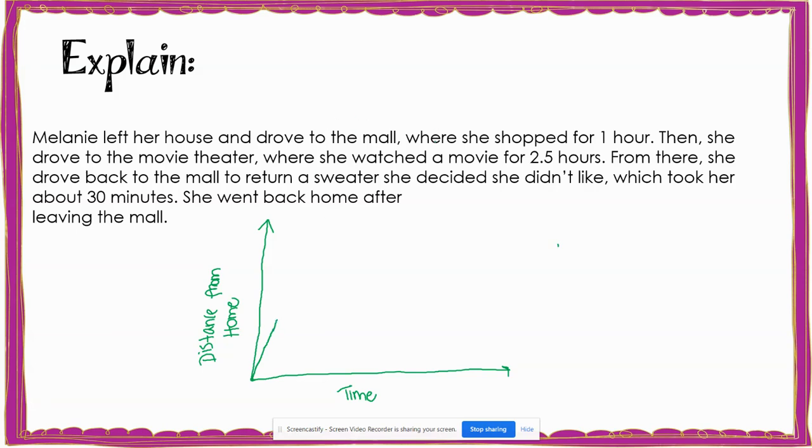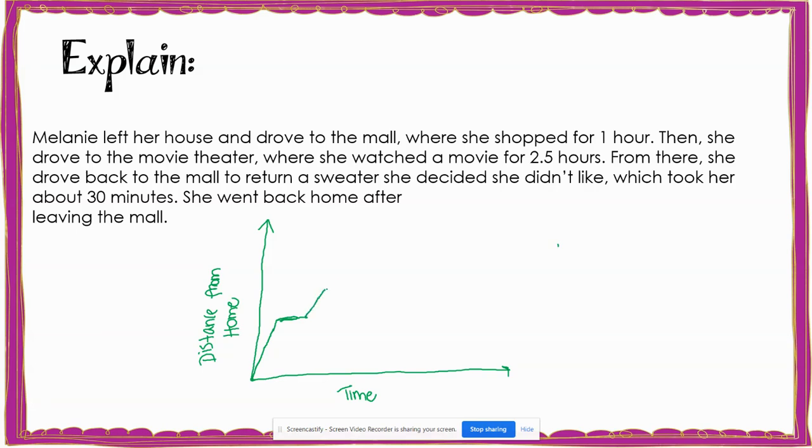Now, once she gets to the mall, she shops for 1 hour. So at this point, she is going to remain at the mall. So she is the same distance from home, which means that we are going to draw a straight line to show that she shops for 1 hour. So the distance doesn't change, but time does go on. From the mall, she drives to the movie theater. So we're going to show that she drives further away.